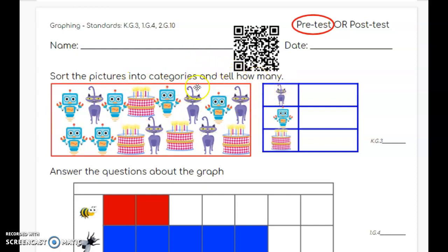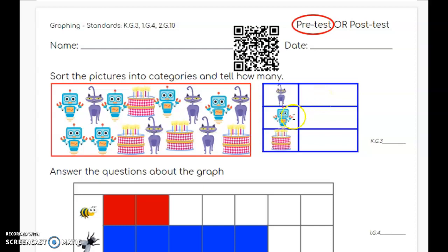So in my red box, I have a whole bunch of different pictures. In my blue box, I have an area for you to write. What you're going to do is you're going to count how many cats are in this red box. When you found how many, please write the number next to the cat in this area.